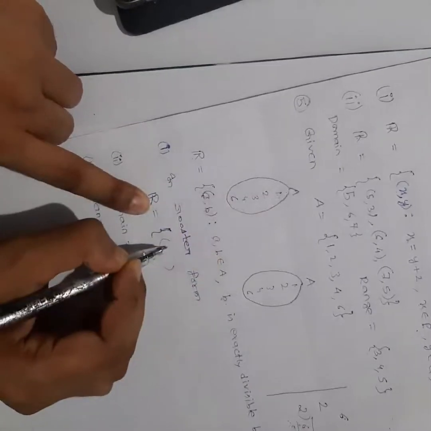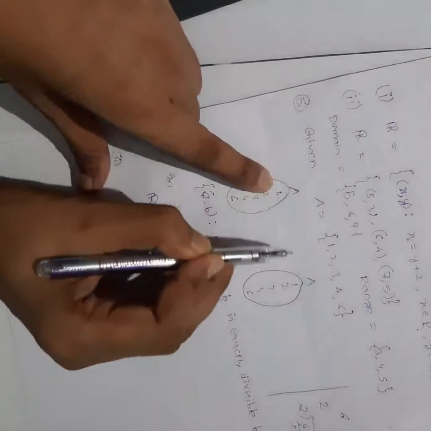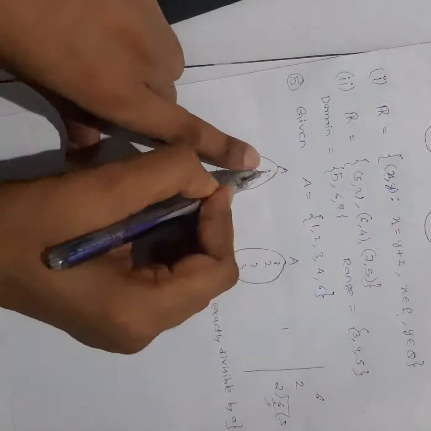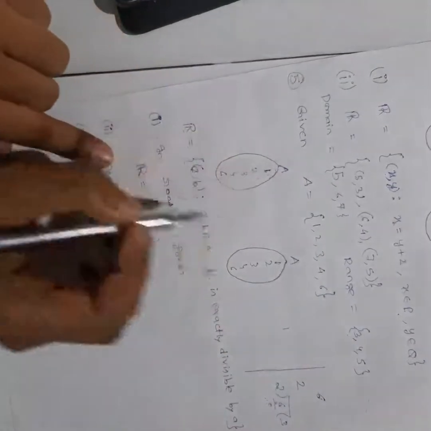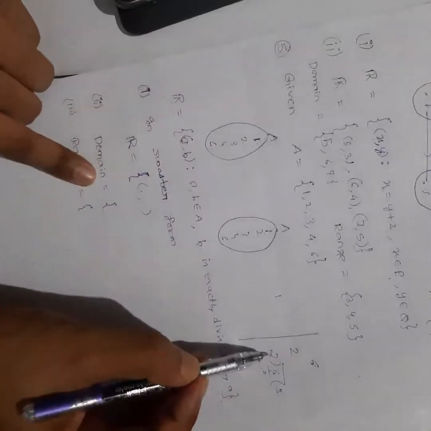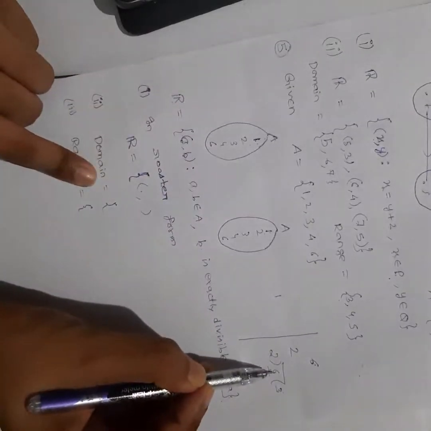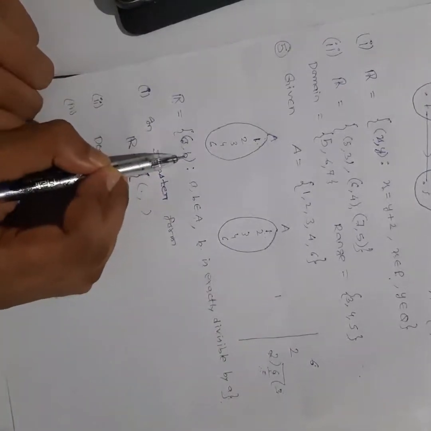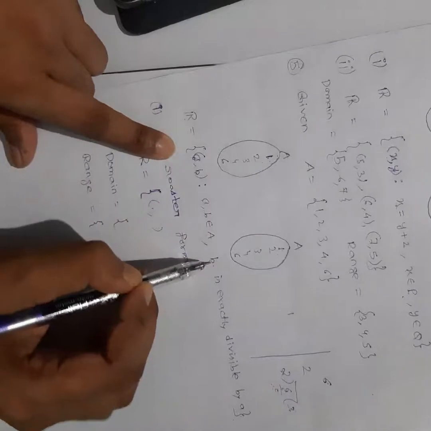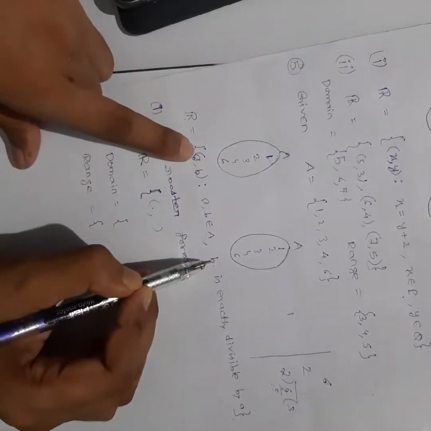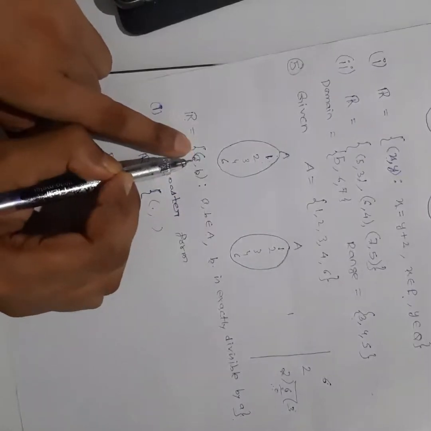If I take 1 here, is 1 exactly divisible by 1? Obviously yes. This will be the divisor, this will be the dividend. So if this divides this one, then this pair will be an element of R. According to the question, B should be exactly divisible by this one, which means this should be the dividend and this should be the divisor, right?